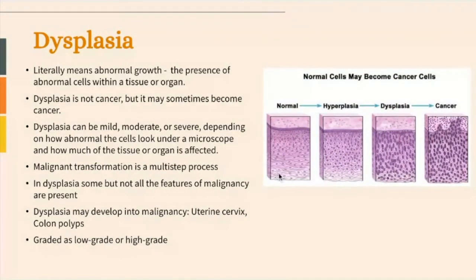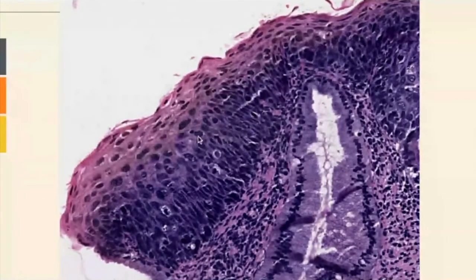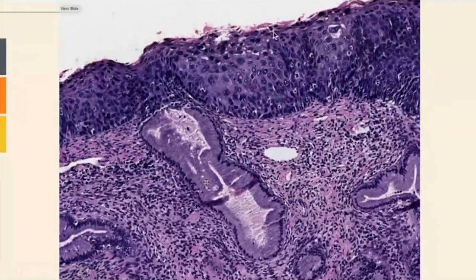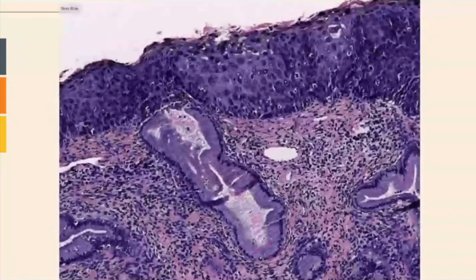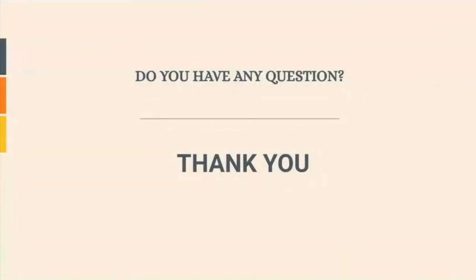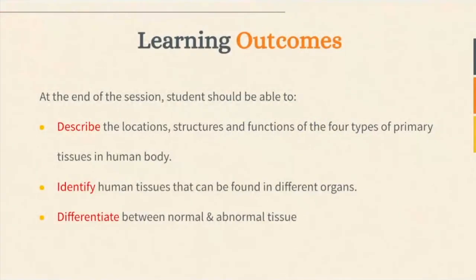So this is a normal cell. It sometimes becomes hypoplasia, the low grade, and then dysplasia. And by time, it does not necessarily become cancer, but it can become cancer eventually. Okay. So this is an example of normal cells which have abnormal cell growth. So this is an example of normal cells with disorganized cells in the tissue. So it is an example of dysplasia.